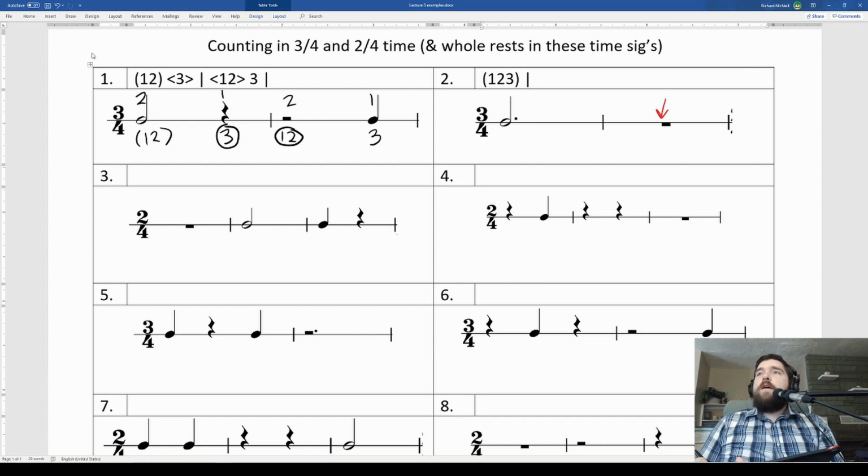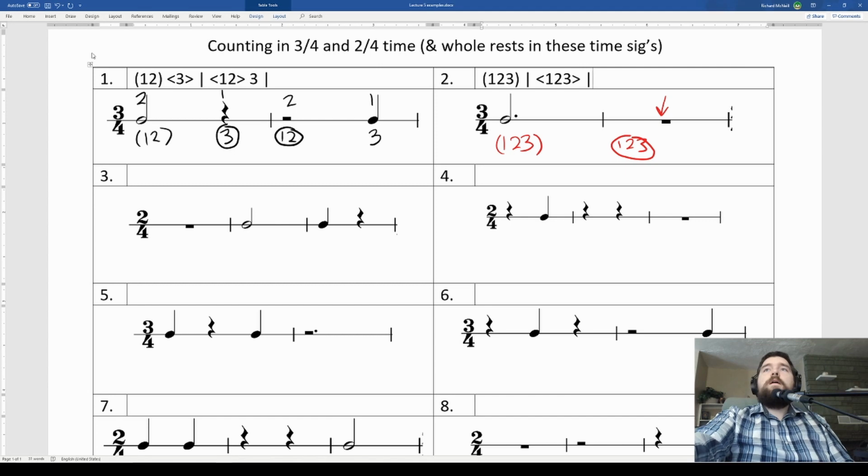Okay, so I would end up going 1, 2, 3 all together there. Okay, and then for our dotted half note, that one gets 3 beats, 1, 2, 3, looks like that. Okay, and it is typed out. All right, so 2/4 time. Only difference here is that we have 2 beats per measure.